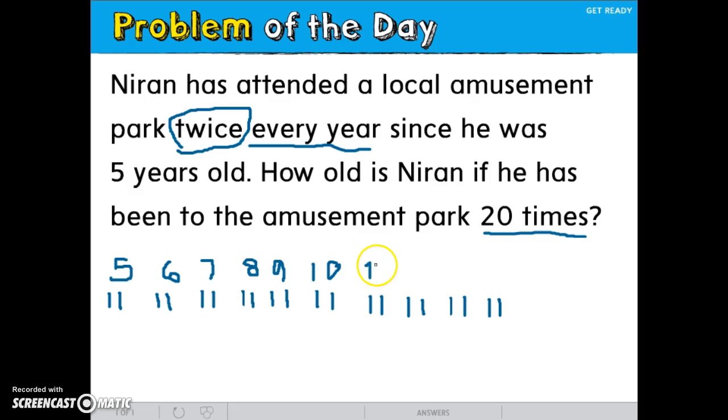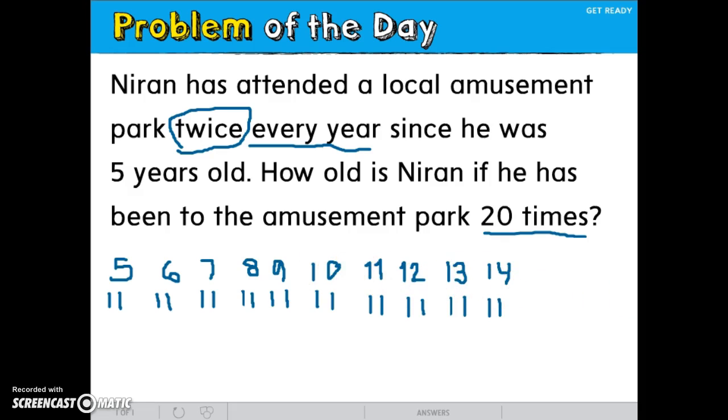So this is when he is 11, he's visited twice. When he was 12, he visited twice. When he was 13, he visited twice. And when he turned 14, he went twice to, I keep calling it a museum, but the amusement park. So you can see that I've got 20 tallies down here at the bottom, and I'm keeping track of his age at the top. Ages 5, 6, 7, 8, 9, 10, 11, 12, 13, 14.